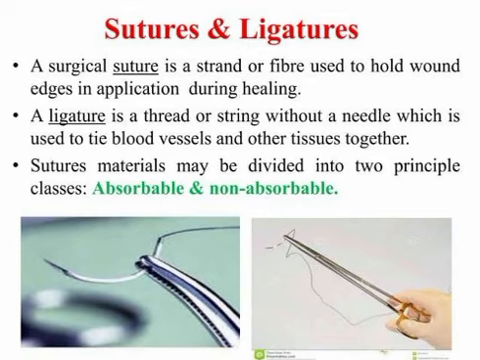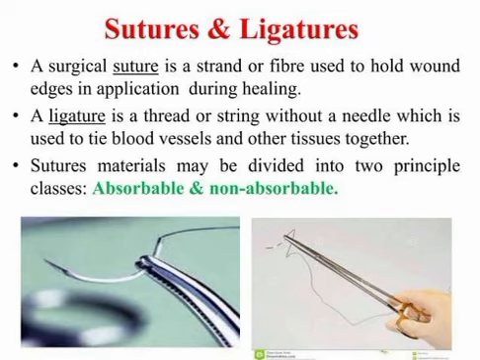And the next one is sutures and ligatures. The sutures and ligatures are some of the medical terms. The surgical suture is a strand of fiber which is used to hold wound edges in approximation during healing. While the ligature is a thread or string, with a needle, which is used to tie the blood vessels and other tissues together. So in these pictures we can easily differentiate the sutures and ligatures. The first one is the suture and the second one is the ligature.